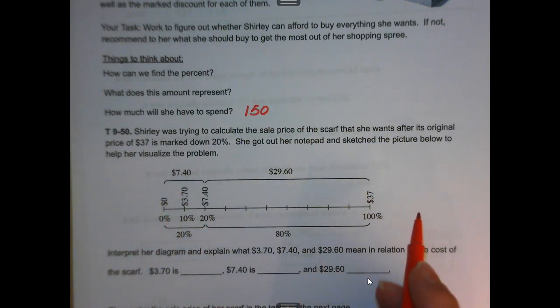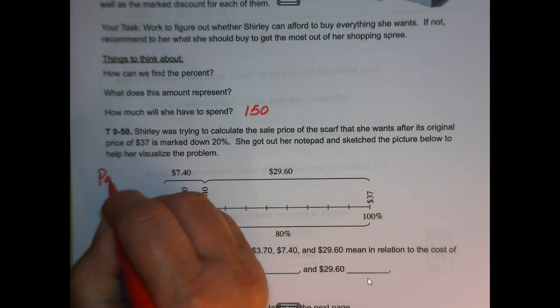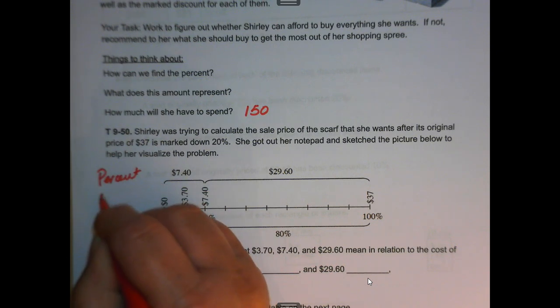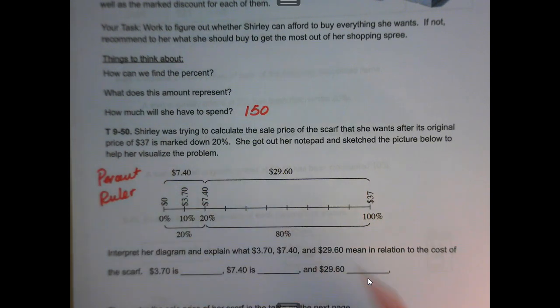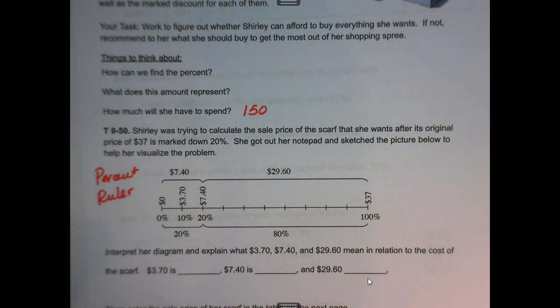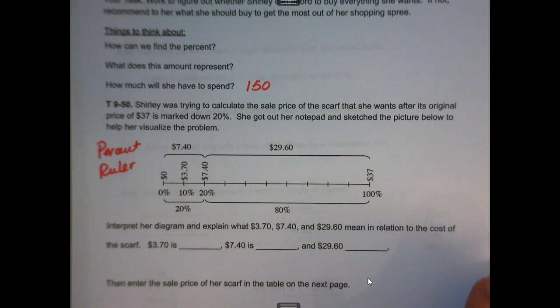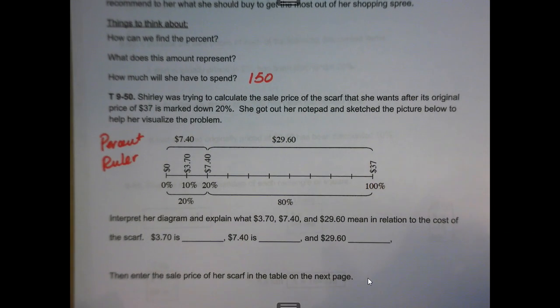This is a percent ruler, and many of you have seen these. I find them very helpful for me to try to figure out portions of different quantities. And we are asked to interpret the diagram and explain what $3.70, $7.40, and $29.60 mean in relation to the cost of the scarf.